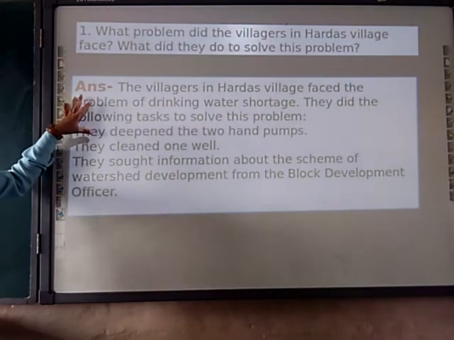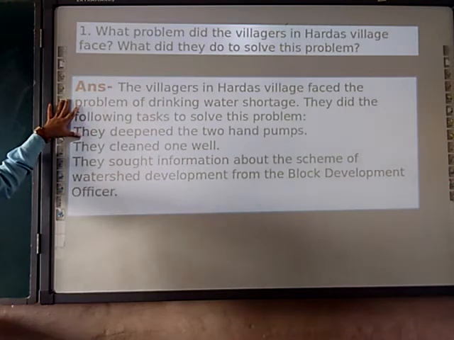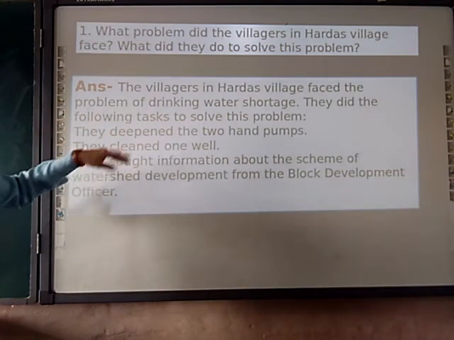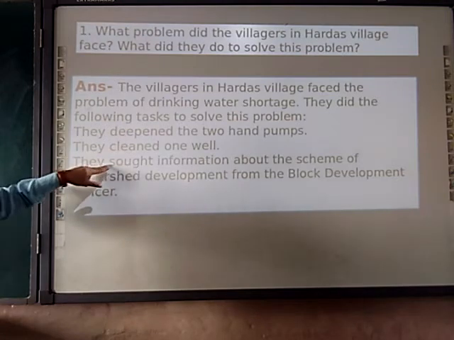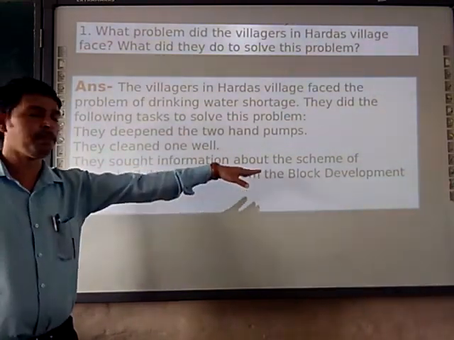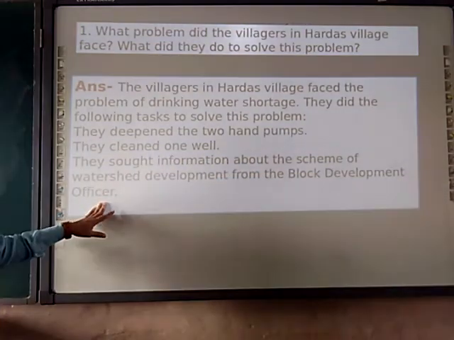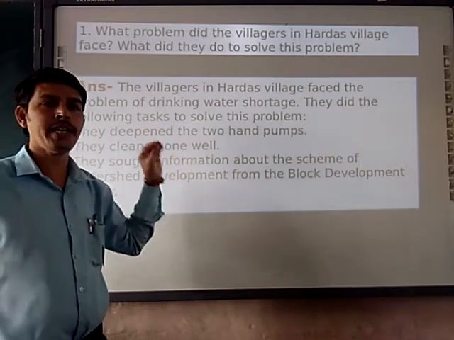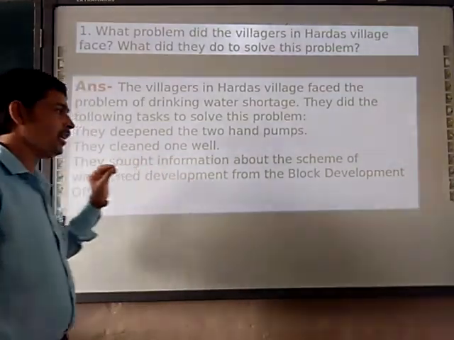The villagers of Harda were facing a shortage of water, and they discussed it and decided to deepen the 2 hand pumps, clean one well, and sort out information about the watershed development scheme from the block development officer. Okay? This is the reference answer. You can write your own answer also in a good way.